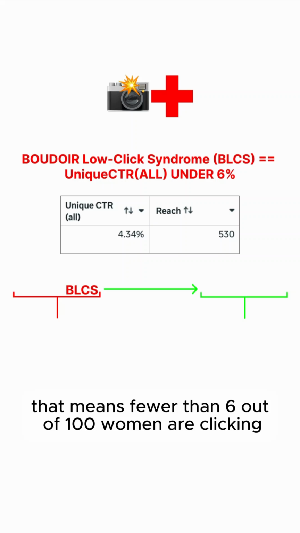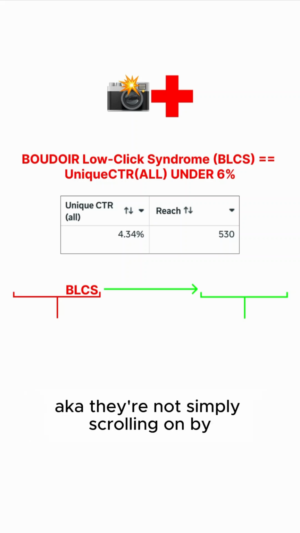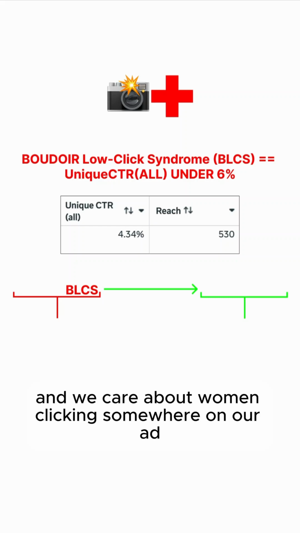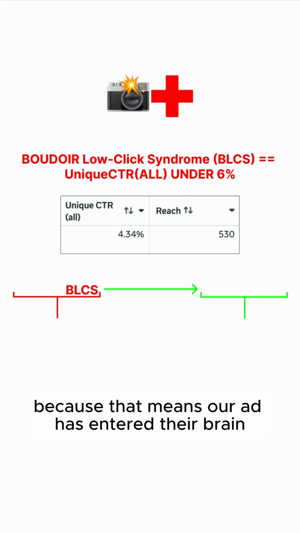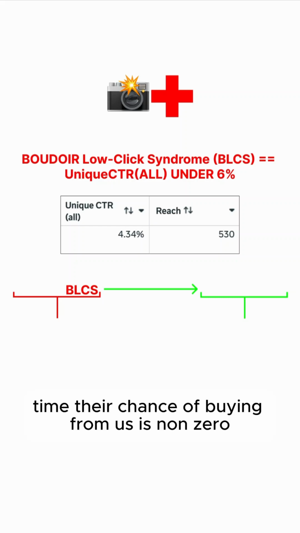That means fewer than 6 out of 100 women are clicking somewhere on our ad, aka they're not simply scrolling on by. And we care about women clicking somewhere on our ad because that means our ad has entered their brain. And we care about that because when our ad enters their brain, that is the only time their chance of buying from us is non-zero.